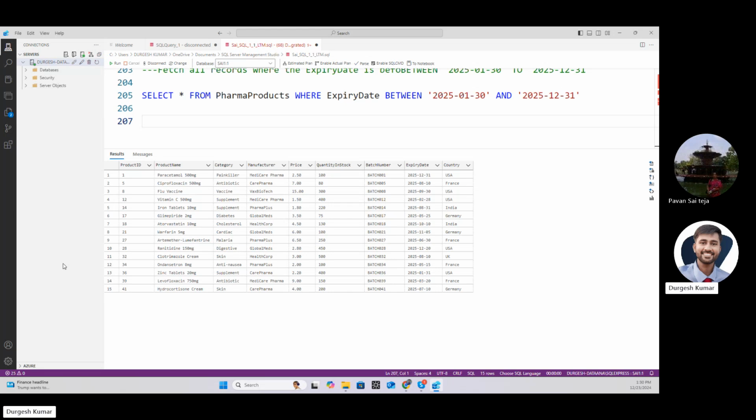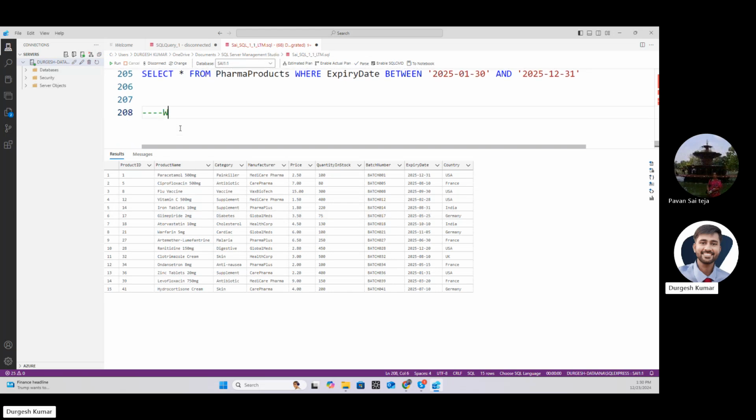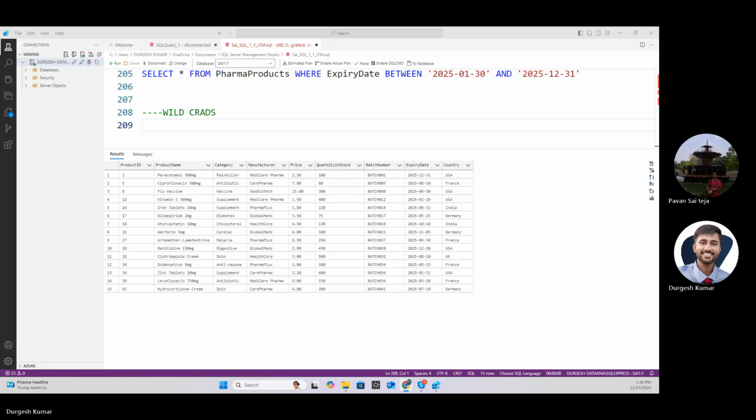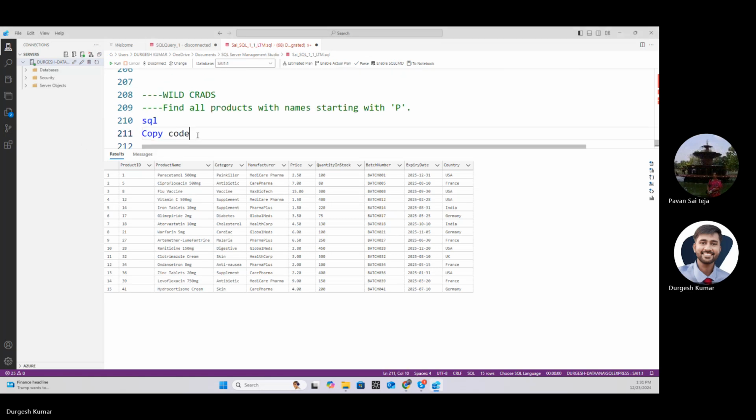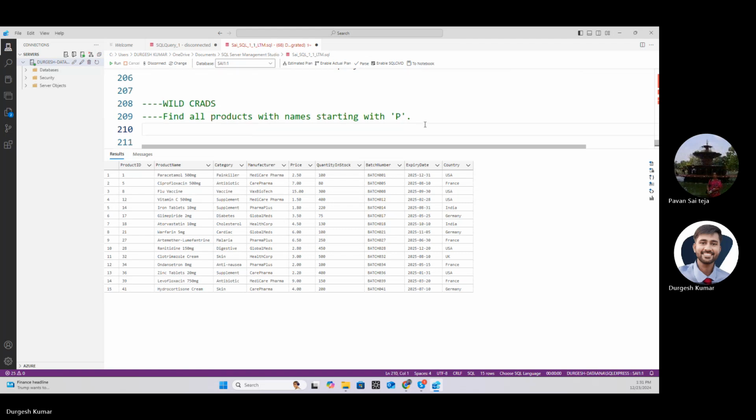Okay. We did really basic where clause. Now I have something else. This is called wildcards. Now the question is, you have to find all the products with name starting with P.